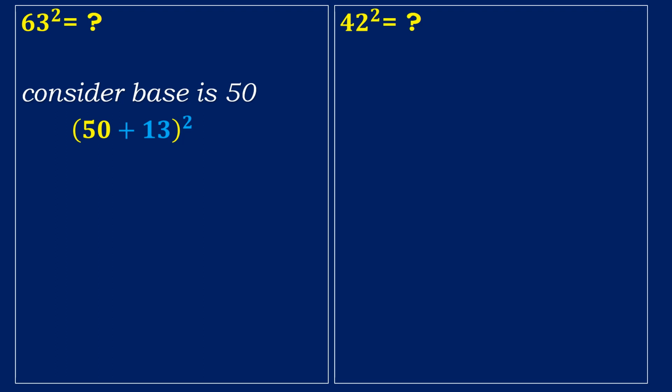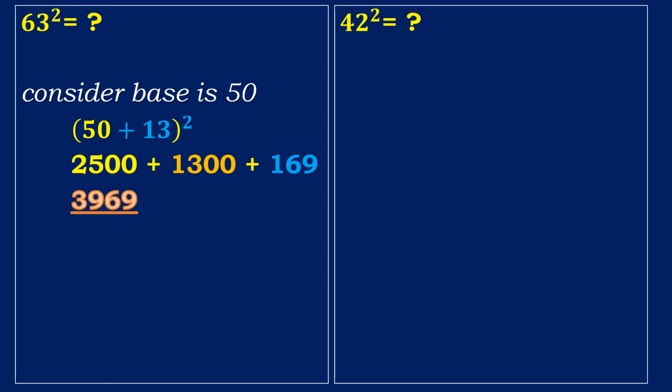We know that a plus b whole square equals a square plus 2ab plus b square. A square is 50 square, which is 2500. 2ab is 2 into 50 into 13, which is 1300. b square is 13 square, which is 169. Combine these values, 2500 plus 1300 plus 169. As a result, 63 square is 3969. Let's look at a second example to understand this concept.